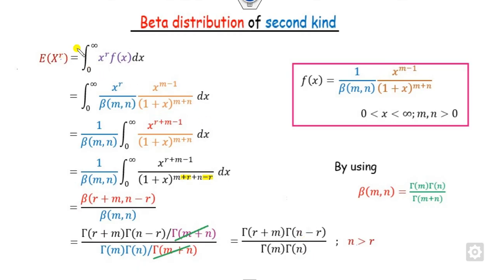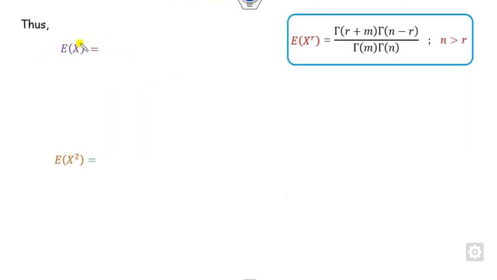Now once we substitute the value of r as 1, you can see in this case r is 1 and in this case r is 2. So once r is 1, that means n will be greater than 1. So we can substitute r is 1 here. So it will be gamma of n plus 1, n minus 1 and so on.